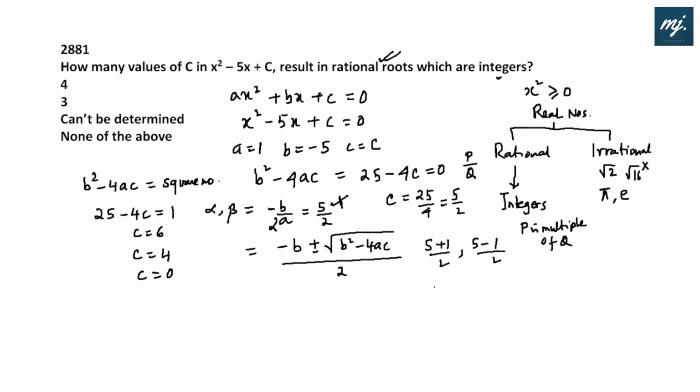Here we have got 2 values, then we have got 2 values, then we can have one more value. That means we can have more values than 4. We can have many values. None of the above. The actual answer is that infinite values of C are possible which would result in rational roots which are also integers.